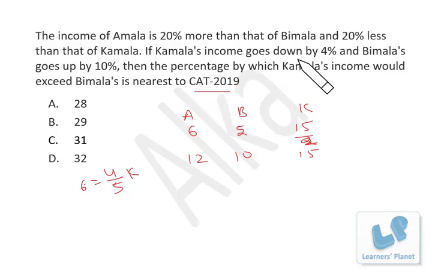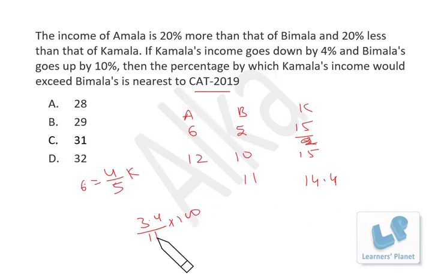If Kamla's income goes down by 4%, what is 4% of 15? That is 60 paisa. So now it is 14.4. Okay. And Bimla's income goes up by 10%, so this is now 11. Okay. Then by what percent would Kamla's income exceed Bimla's income? Now how much is it more than this? That is 3.4 out of 11, and into 100 that we have to do, right?